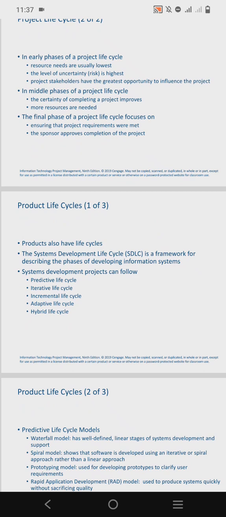The adaptive life cycle is a combination of the iterative and incremental models. So in this life cycle, the customer involvement is key to a successful project.